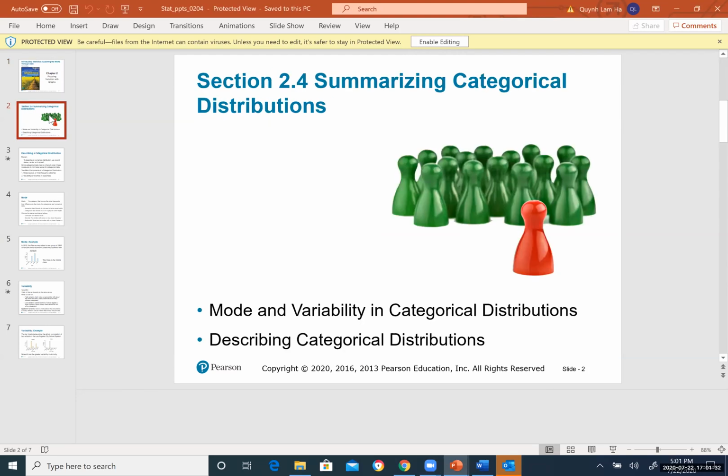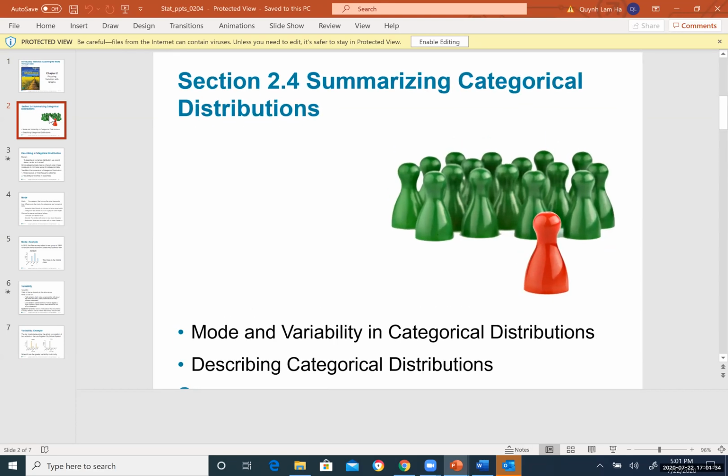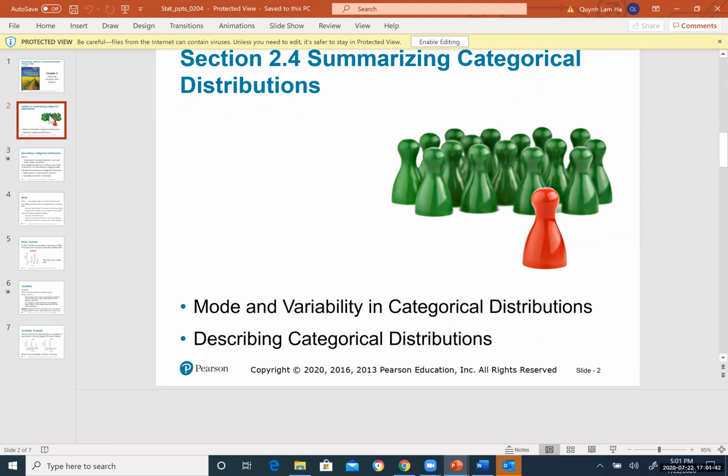2.4, what do you learn in 2.4? In 2.4, you are learning about summarizing categorical distributions. Okay, so it looks like you needed to learn about variability, like numerical distribution in 2.1 and 2.2. But this one, you learn a bit about mode. Okay, how you can identify mode. Actually, in numerical data, you can identify mode too. But it looks like this textbook didn't mention anything about mode in numerical data. But that's fine, we follow this textbook, so you don't have to worry about it.